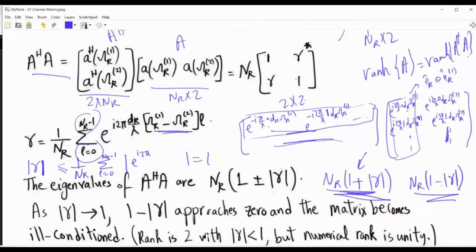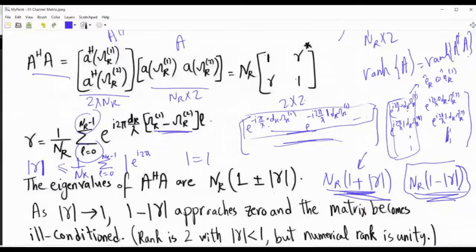The second eigenvalue basically can reach 0. In the extreme case in which the magnitude of gamma becomes 1, then this second eigenvalue will be equal to 0. And in that case, we have one positive eigenvalue and one zero eigenvalue, and so the rank will be equal to 1. And if the rank of matrix A Hermitian A is 1, then the rank of A is 1, and then the rank of H will be 1. Okay, so we get rank deficiency, mathematically speaking, if the magnitude of gamma is 1.